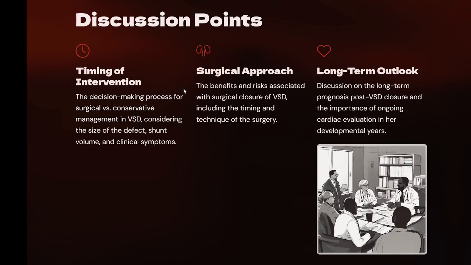Discussion points. Timing of intervention. The decision-making process for surgical versus conservative management in VSD, considering the size of the defect, shunt volume, and clinical symptoms. Surgical approach. The benefits and risks associated with surgical closure of VSD, including the timing and technique of the surgery. Long-term outlook. Discussion on the long-term prognosis post-VSD closure and the importance of ongoing cardiac evaluation in her developmental years.